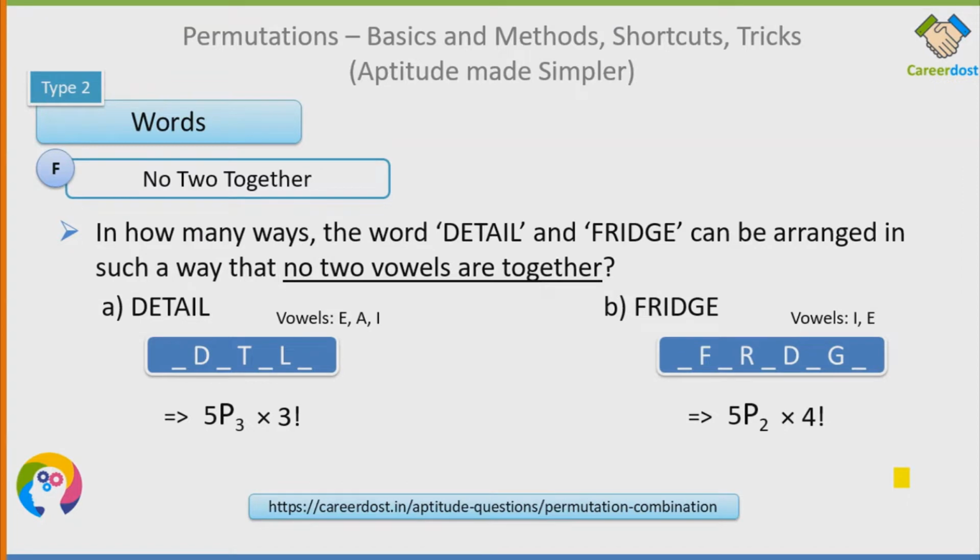Similar types of problems can come with consonants and other letters. In the case of other letters, as I have told you earlier, they can ask that D and E can never be together, or T and A can never be together. We will follow the same method as we dealt with vowels when no two are together. So with this, we come to the end of the second part of the permutation video series.